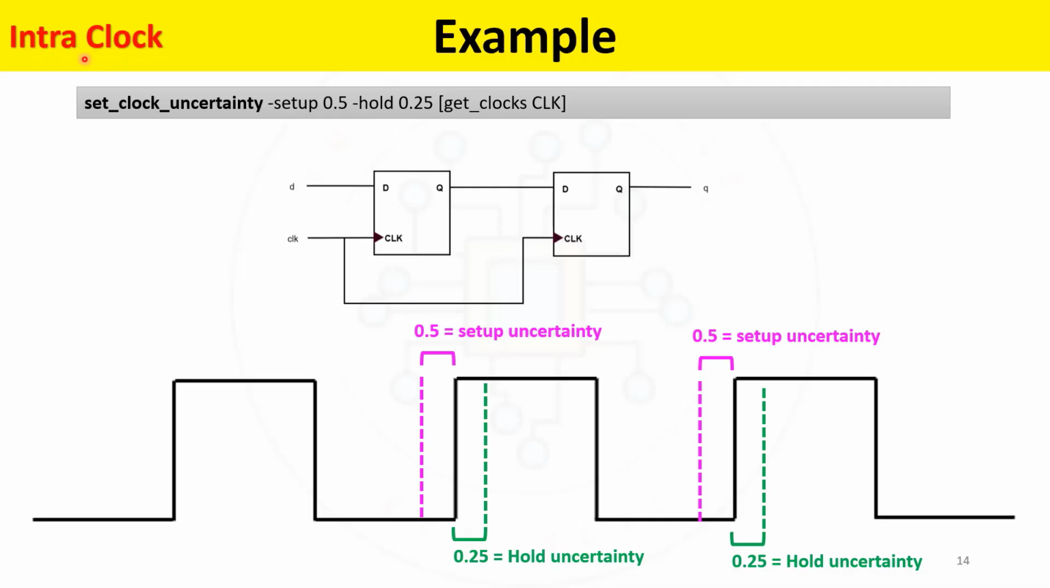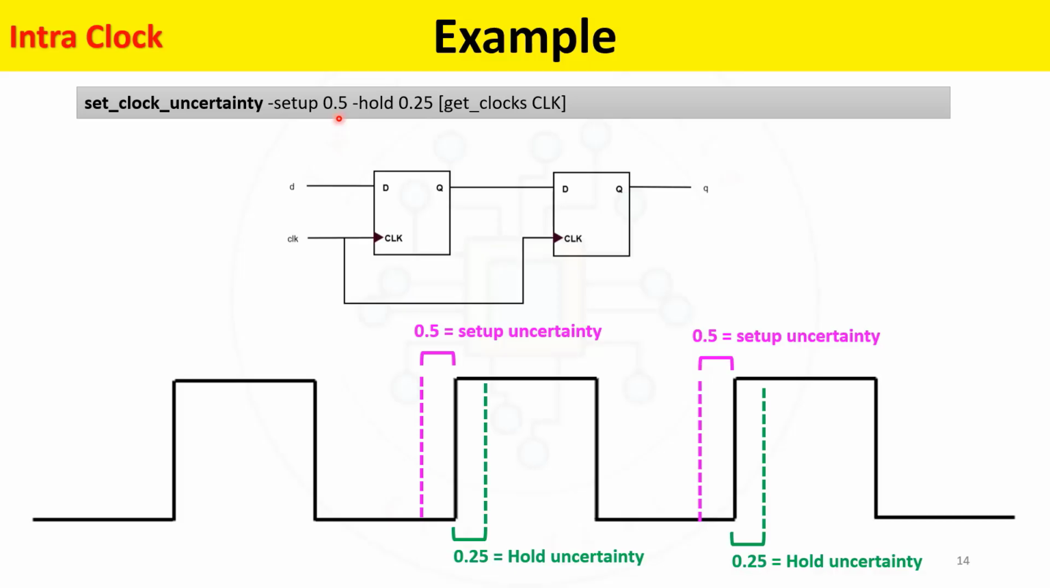So let us see this example. Here we are taking an example of intra-clock. Intra-clock means only one clock will be there, which is given to two different flops. So set_clock_uncertainty hyphen setup 0.5 and hyphen hold 0.25. Remember this point: setup and hold values will not be the same. Generally the hold value will be less compared to setup. Why? Because in setup we are considering both skew as well as jitter, whereas in hold we will be considering only skew. We are not considering jitter because the launch edge and capture edge will be the same while doing the hold check, whereas they will be different edges in the case of setup.